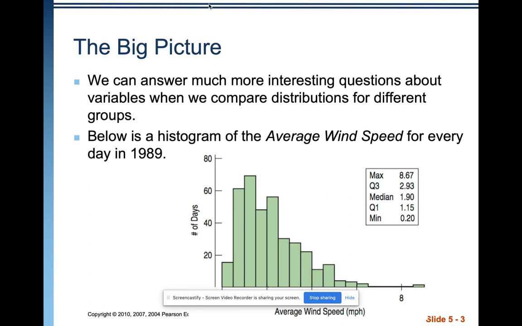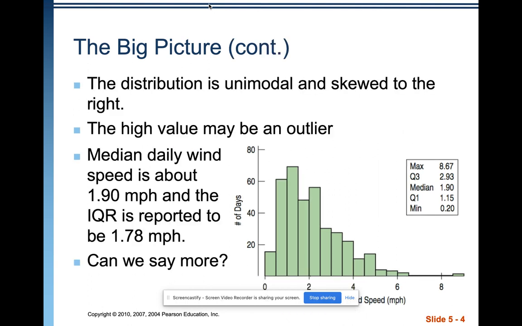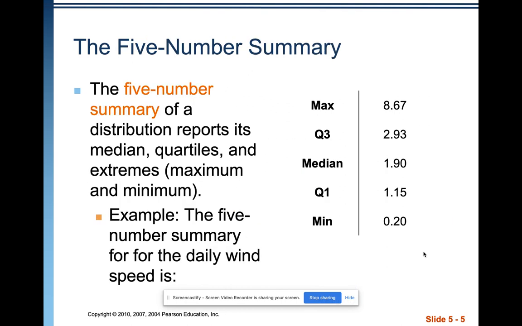So just to kind of give you an idea, the distribution is certainly unimodal and skewed to the right. The high value might be an outlier. We'd need a test for that. Do the whole fence rule and everything to determine that. Median daily wind speed is about 1.9 miles per hour. And then using the Q3 and Q1 we talked about earlier, we subtract to get an interquartile range of 1.78 miles per hour. The question always is, can we say more?